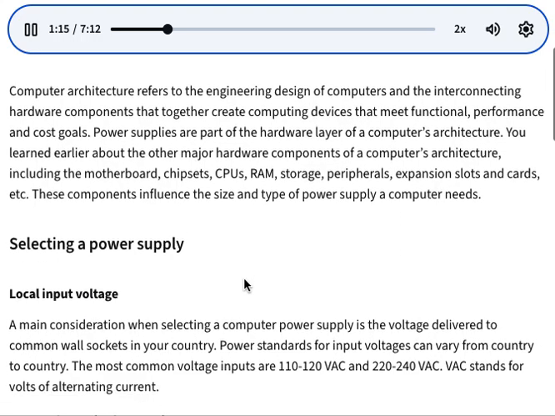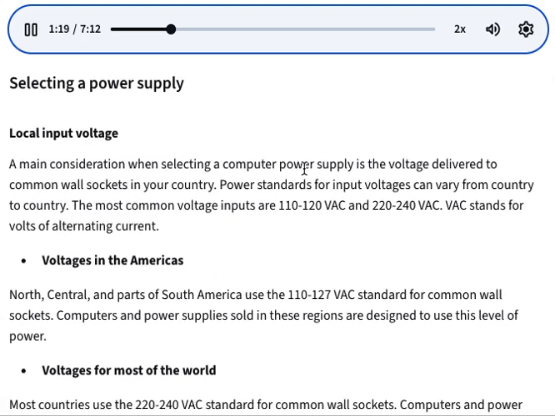Selecting a power supply. Local input voltage. A main consideration when selecting a computer power supply is the voltage delivered to common wall sockets in the country. Power standards for input voltages can vary from country to country. The most common voltage inputs are 110 to 120 VAC and 220 to 240 VAC. VAC stands for volts of alternating current.